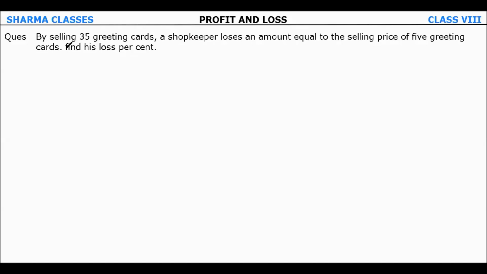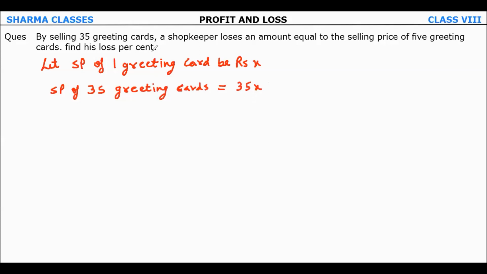So let's assume, let selling price, that is SP of one greeting card, be rupees X. So SP of 35 greeting cards will be 35X. Now the question also says a shopkeeper loses an amount. That means a shopkeeper is facing a loss. How much loss? An amount equal to selling price of 5 greeting cards. That means we can say loss of the shopkeeper will be equals to SP of 5 greeting cards.